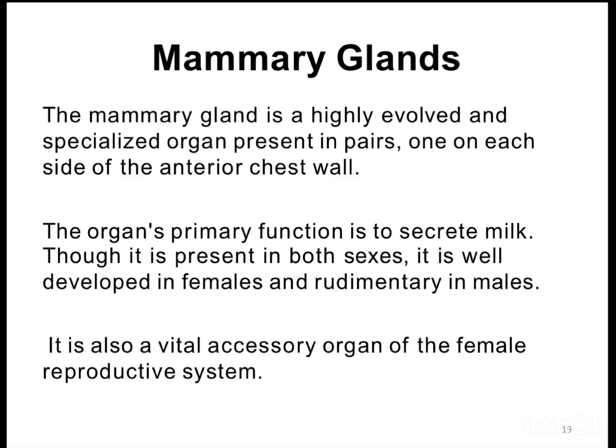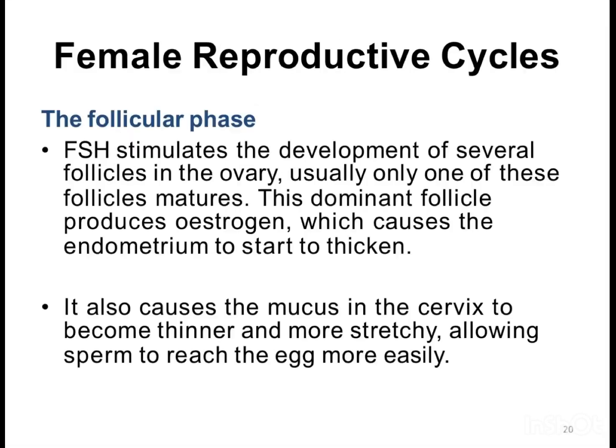The mammary gland is a highly evolved and specialized organ present in pairs, one on each side of the anterior chest wall. The organ's primary function is to secrete milk. Though it is present in both sexes, it is well developed in females and rudimentary in males. It is also a vital accessory organ of the female reproductive system.